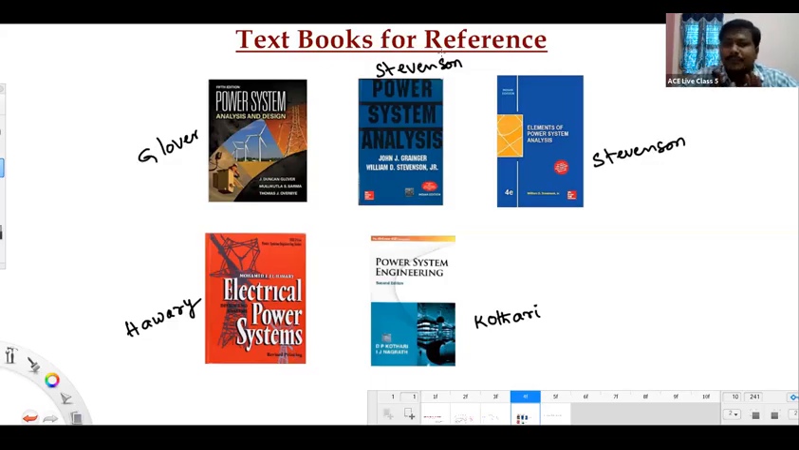Anyhow, if anybody asks me which book I suggest, I will go with all of them. Particularly Stevenson for some part of Power System Analysis, Hawari for some part of T&D as well as analysis, and Power System Analysis and Design is also a good book. I can't judge which book is the best among these, but if you want to practice problems, you can go for Power System Engineering by Kothari, because as it's an Indian author textbook, it has an Indian orientation. Okay, fine. So let's move.